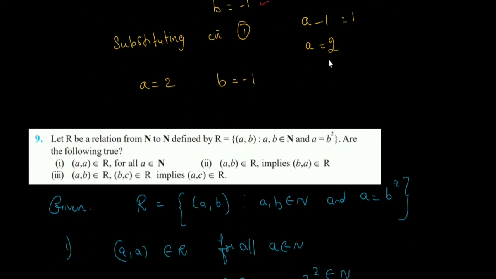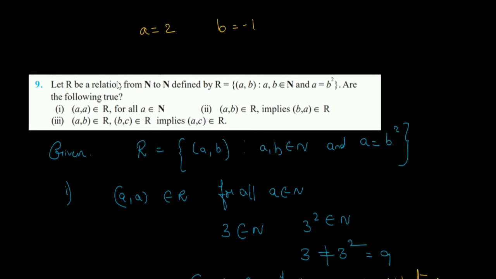Now the next question. Let R be a relation from N to N. N to N means from natural numbers to natural numbers. R is defined as the ordered pair (a, b), where a, b belong to N and a is b square. The first element is the square of the second element.